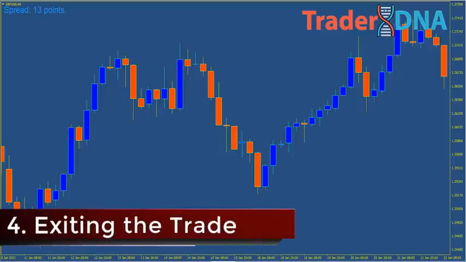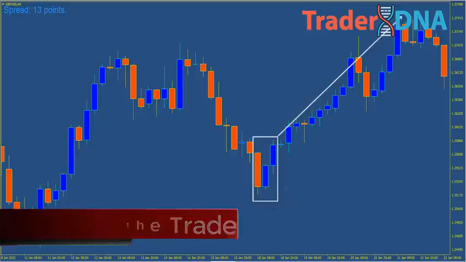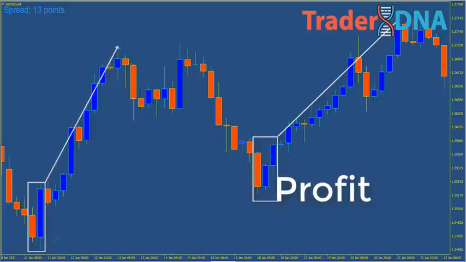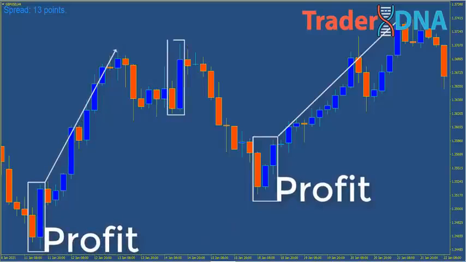Step 4. Exiting the trade. The engulfing candle that occurs after a pullback in an overall trend is designed to get you into a trade as the next wave of the trend is likely to unfold. But, however, it doesn't always. Trends can persist for a long time or can fail quickly. Therefore, this method does not have a specific exit.